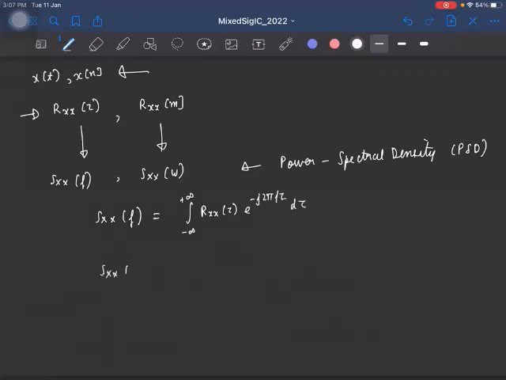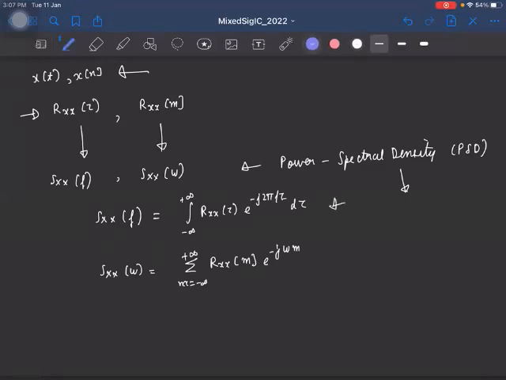So similarly for the discrete time case, it is this: summation m equal to minus infinity to plus infinity of Rxx of m e power minus j omega m, right? Well, so as the name suggests, it's again a density function. So what it really gives is the power of a signal in a 1 Hertz bandwidth, right? So we can understand it if you look at the dimensions of this.